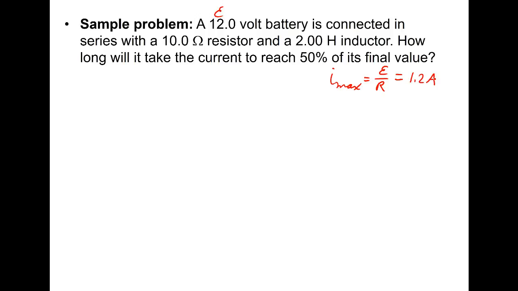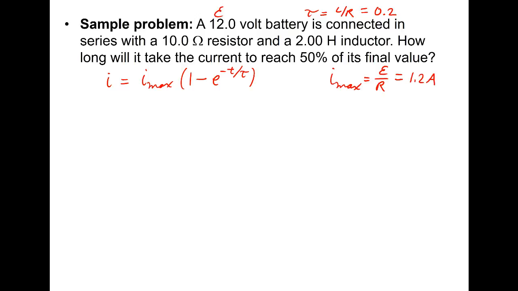Now that number is not important, because we can just solve with I equal to I max times 1 minus e to the negative t over tau. And of course tau is L over R. L over R in this case is 2 over 10, so it's just 0.2.